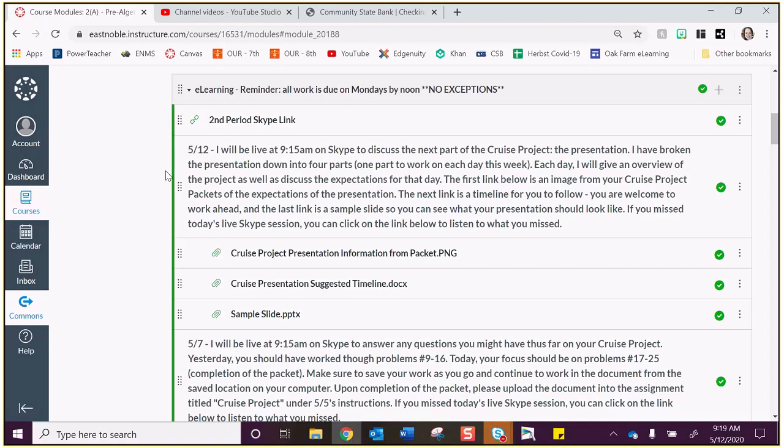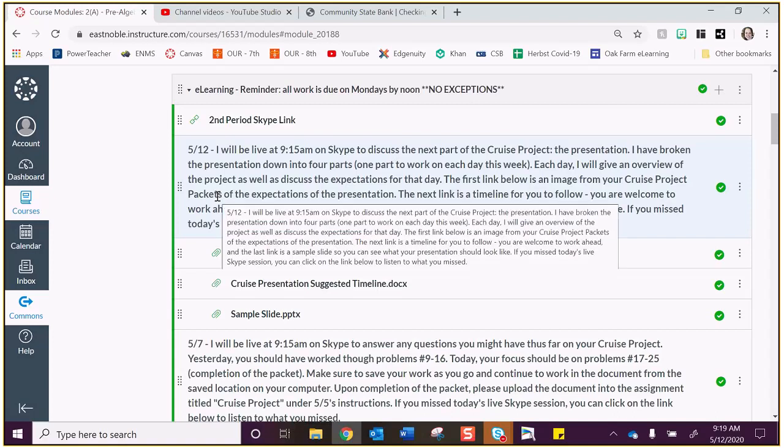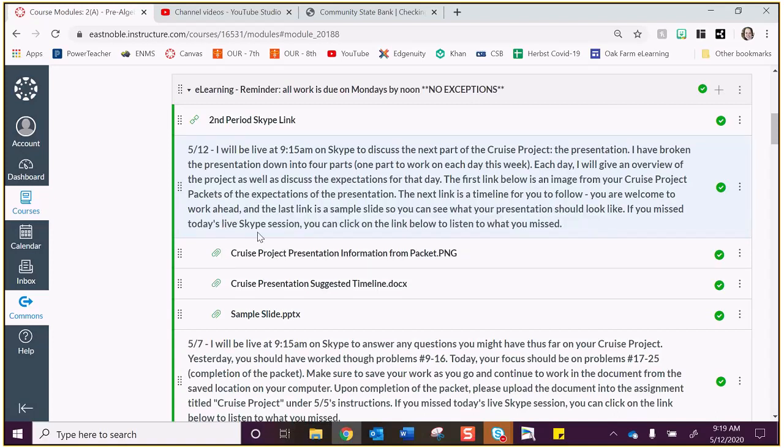So there are 3 links below. The first one is an image from your cruise project packet of the expectations of the presentation. So you'll see that here. We'll look at that in a second. The next link is a timeline for you to follow. This just, again, breaks it down into kind of 4 parts. So you're not feeling overwhelmed. If you're just doing a little bit each day, you'll be done by Friday. You are welcome to work ahead here. And then the last link is a sample slide so you can see what your presentation should look like.